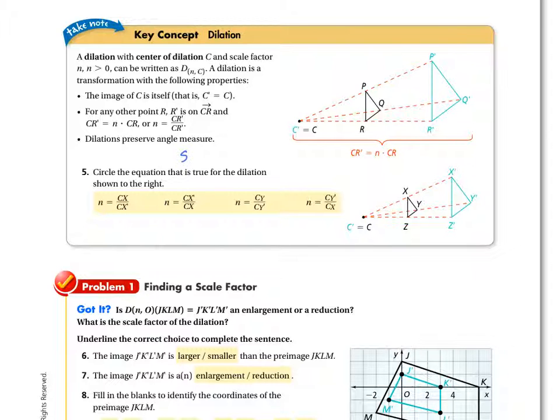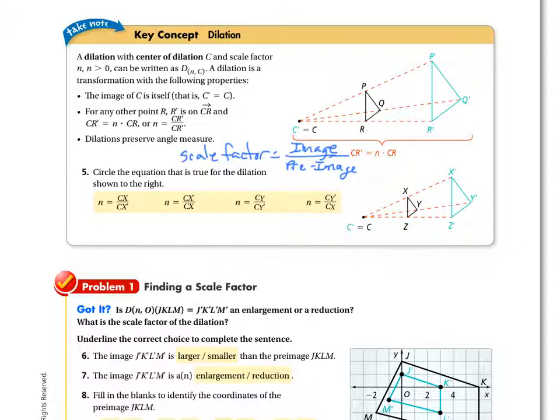Yeah, so your scale factor is equal to image over pre-image. Now when they're using primes, the primes belong to the image or the pre-image? The image. And so you're looking for the prime to be up top and the non-prime to be in the denominator. So they're looking at CX and CY.